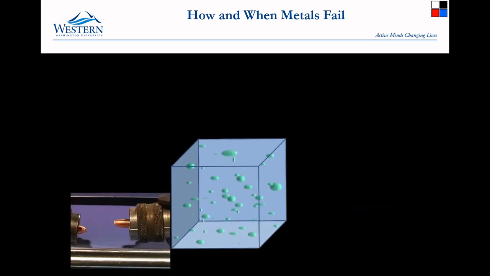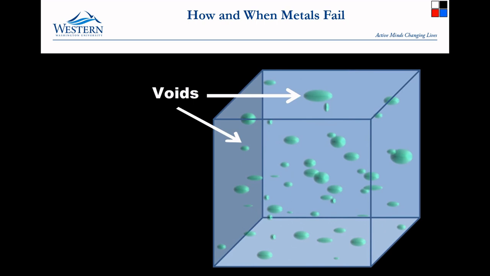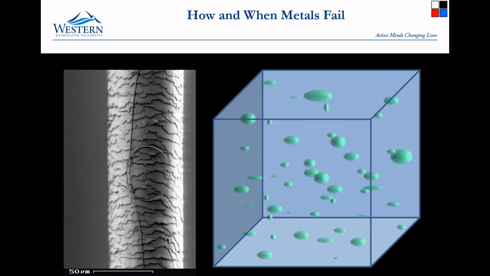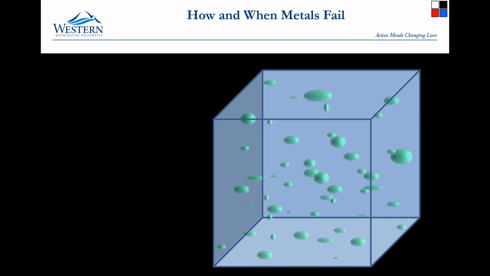Now, if we zoomed in on a chunk of metal, it might look like this. If I zoomed in the same amount on a human hair, it would look like this. But if I wanted to analyze this chunk of metal, it would be quite difficult, because there are many voids and they're all scattered randomly.